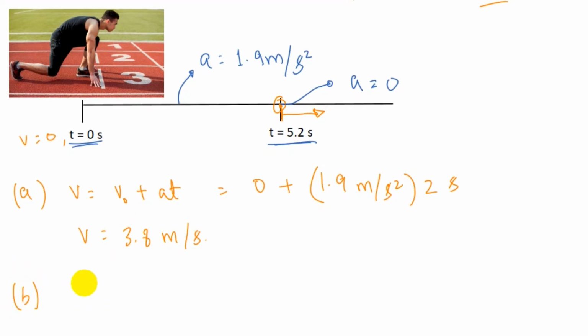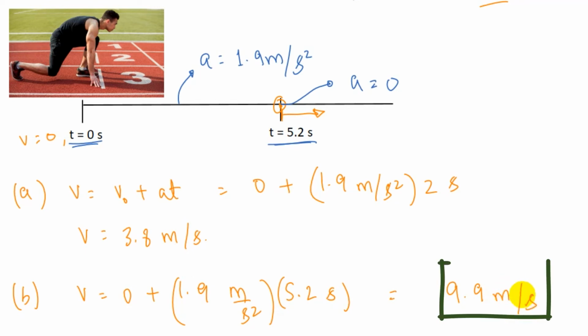The same equation we can use: v equals v naught, which is 0, plus the acceleration for this time period, 1.9 meter per second squared, multiplied by the time, 5.2 seconds. Now you can solve this and we'll get the answer to be 9.9 meter per second. So this is the answer.